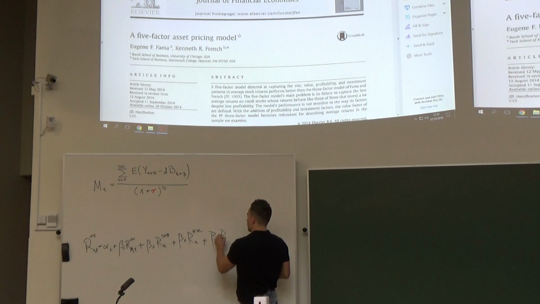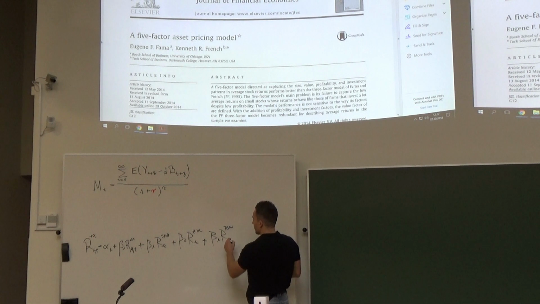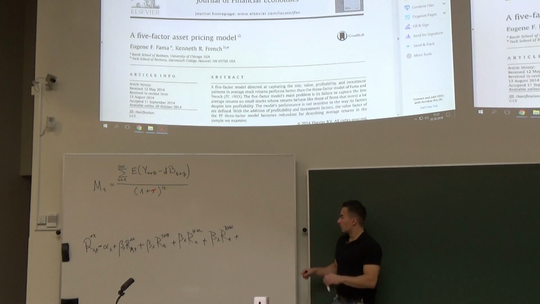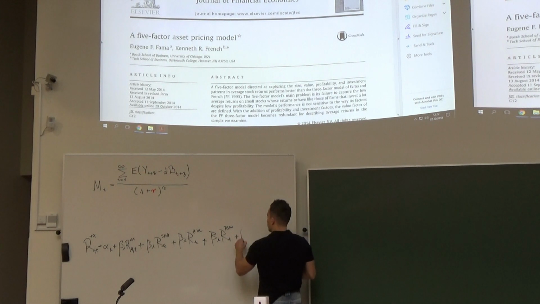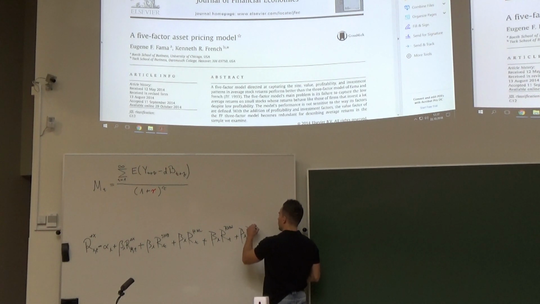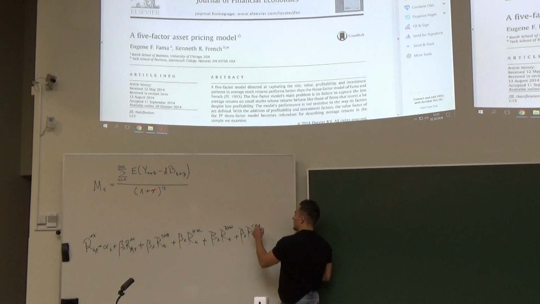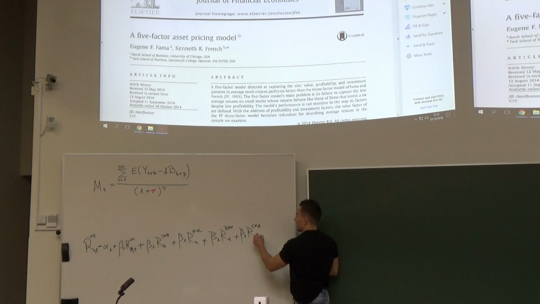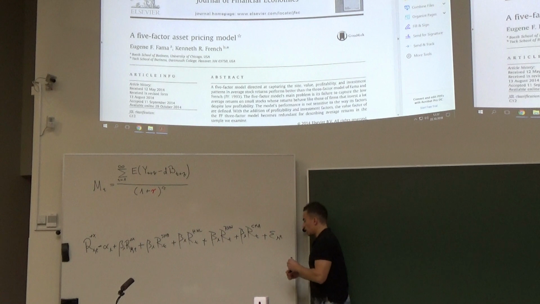Which is the profitability factor, robust minus weak, but we will talk about that later, from what they grabbed basically from the Novy-Marx paper. And then they add in another factor, which is the investment factor, CMA, conservative minus aggressive. And of course, as we have the regression, we add here an error term.